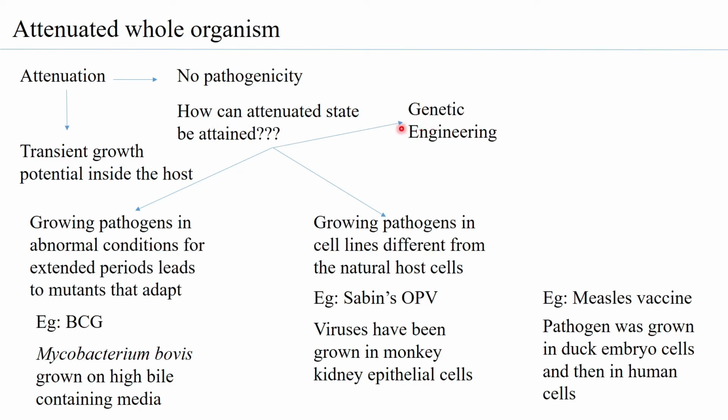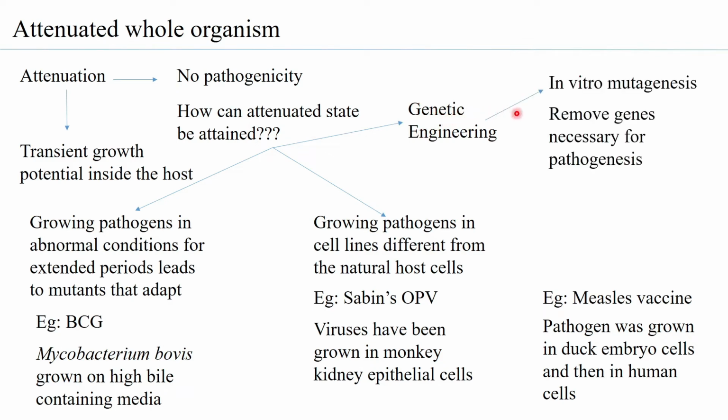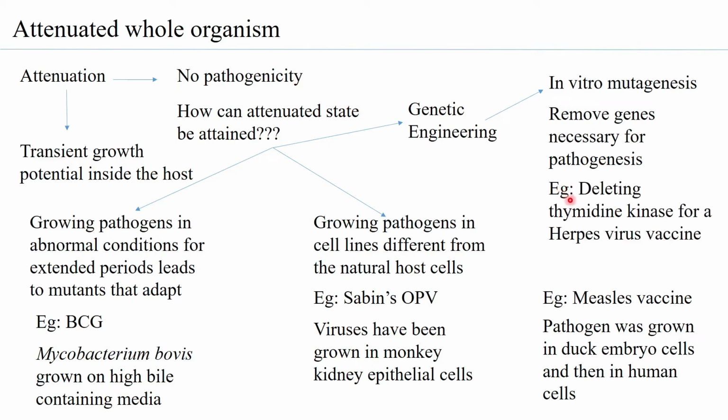The third way is by genetic engineering. So most of it has been done by in vitro mutagenesis. So for example, one can delete the genes that are necessary for pathogenesis. So if those genes that are responsible for pathogenesis are completely removed, then of course you will have the whole organism completely avirulent. Now, for example, deleting thymidine kinase for a herpes virus vaccine. Okay, so that makes the herpes virus live, but it is attenuated because now it cannot have any longer pathogenesis, and that is thanks to just deleting thymidine kinase. So these are different ways or approaches by which you can attenuate the whole organisms.